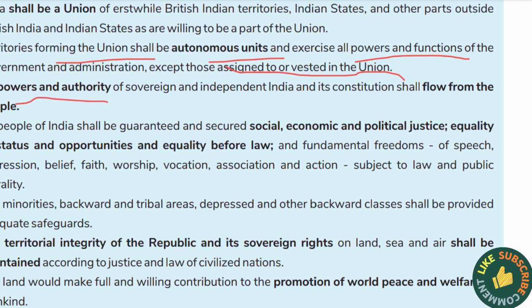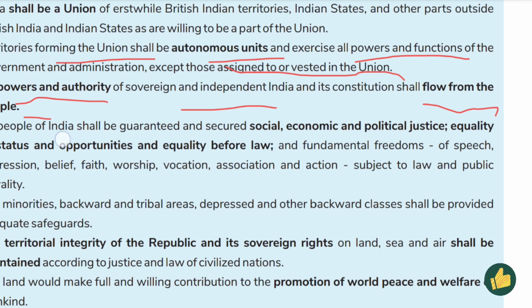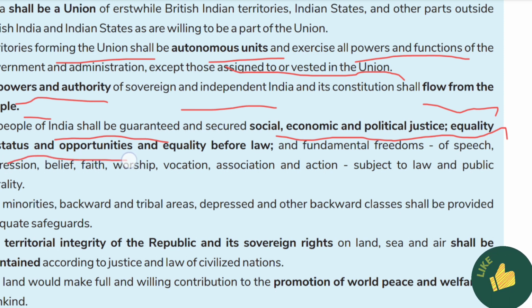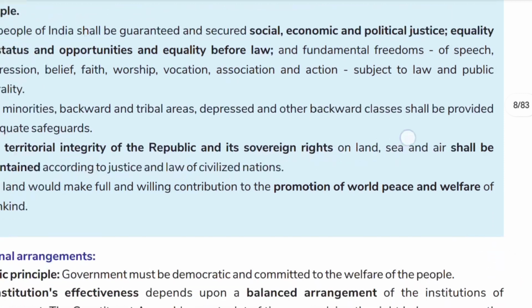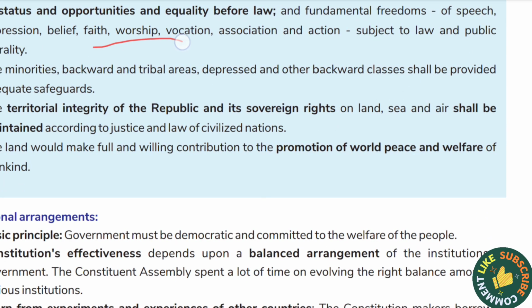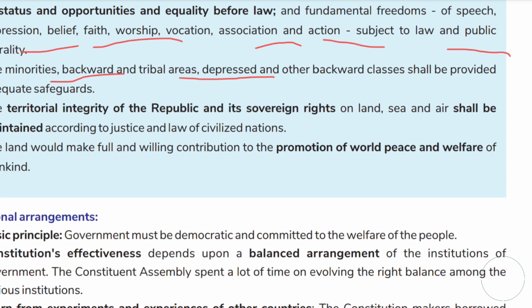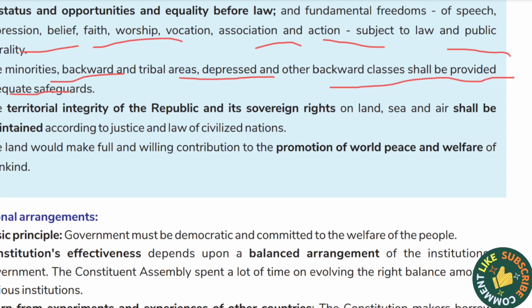All powers and authority of sovereign and independent India and its constitution shall flow from the people. All people of India shall be guaranteed and secured social, economic, and political justice, equality of status and opportunities, and equality before law. The fundamental freedoms of speech, expression, belief, faith, worship, vocation, association, and action, subject to law and public morality. The minorities, backward and tribal areas, depressed, and other backward classes shall be provided adequate safeguards.